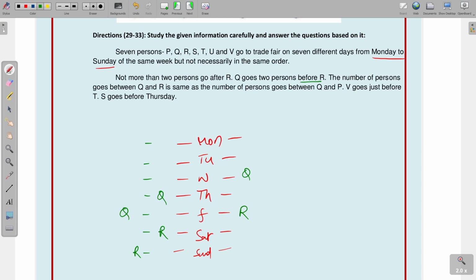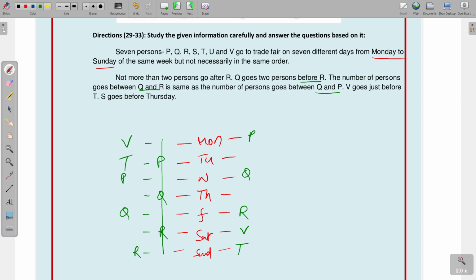Next, the number of persons between Q and R is the same as the number of persons between Q and P. So between Q and R, one person, and between Q and P is also one person, and P is placed here. V goes just before T. Only in this possibility do we have two placed immediately together. So here V and T are coming.